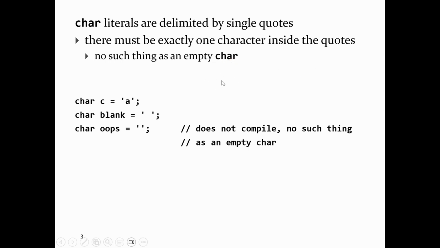So there's no such thing, for example, as the empty character. There's an empty string, a string made up of 0 characters, but there is no empty character, just like there's no empty int, there's no empty double. So you can have the char a, and I can store that in a variable called c. I can have the space, one space, and I can store that in the variable named blank. What I can't do is write two single quotes with nothing between them and try to store that as a char. That doesn't work. So there's no such thing as the empty char.